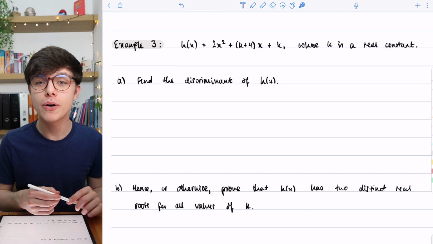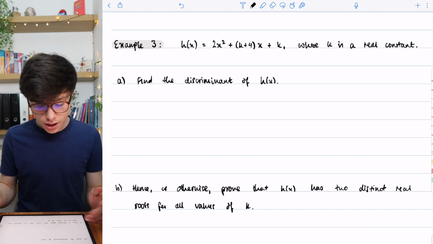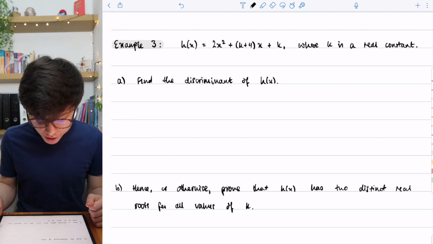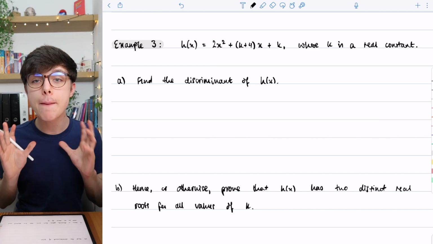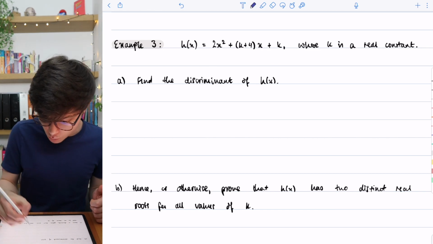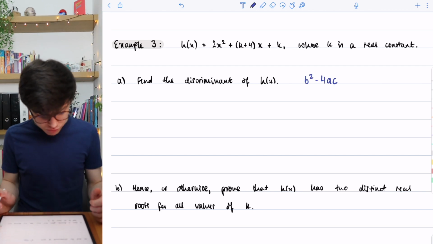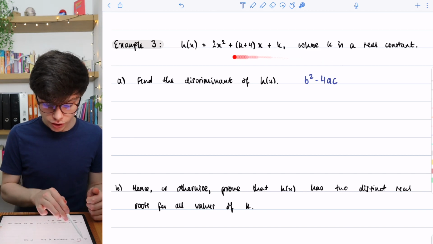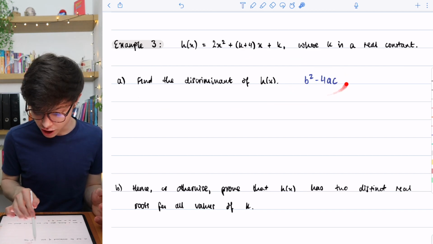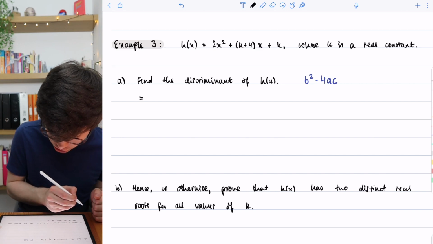Okay, hopefully you paused, and let's see whether your answer was correct. So we need to find the discriminant. It doesn't tell us anything about the discriminant, so all we need to do is just find it, okay? We know that the discriminant is b squared minus 4ac, and if we don't read part B for the minute, looking at part A, we just need to find the value of that, okay? So all we need to do is substitute.